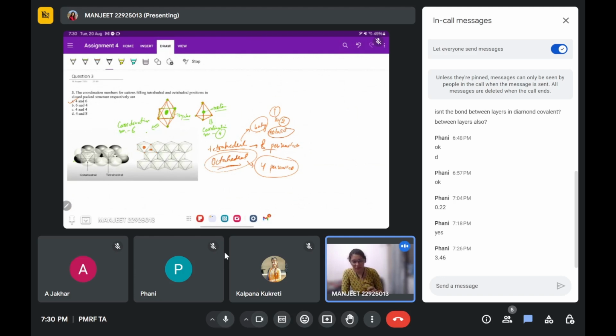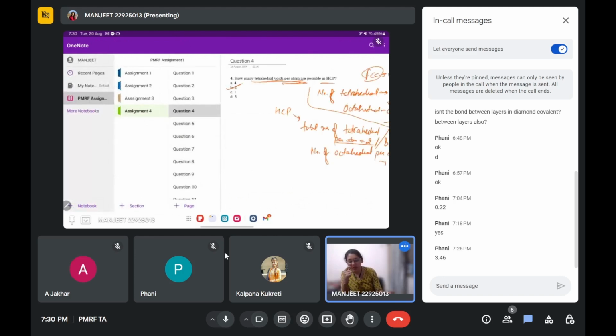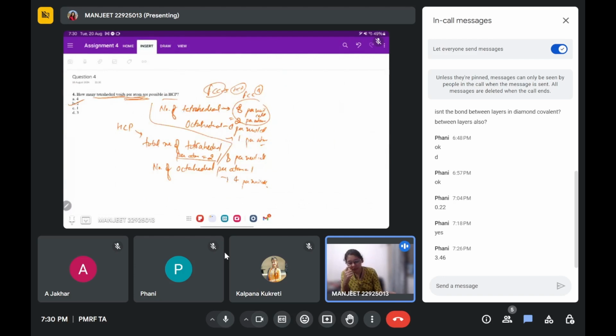We know that the octahedral is surrounded by six atoms, and the tetrahedral is surrounded by four atoms. So the coordination number for the tetrahedral will be four, and for the octahedral it will be six. In question number 4, how many tetrahedral voids per atom are possible in the HCP?